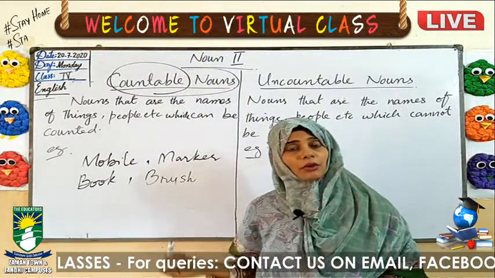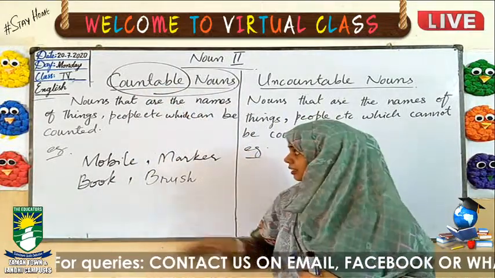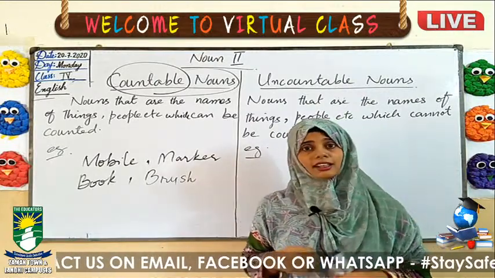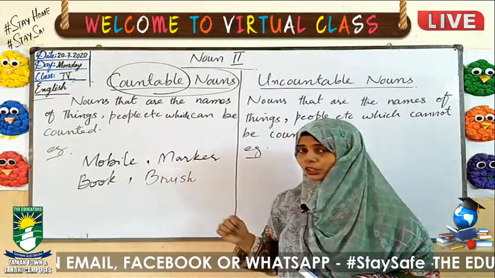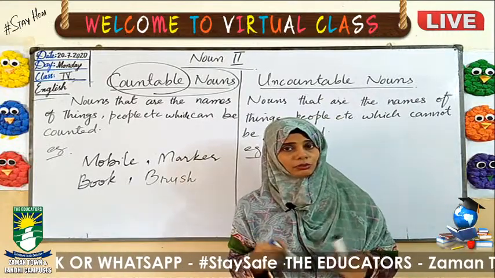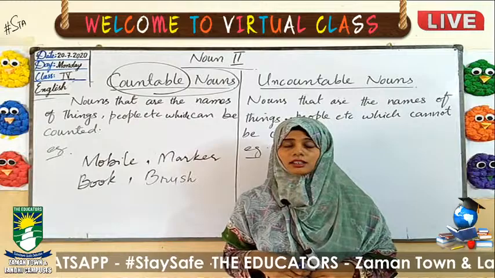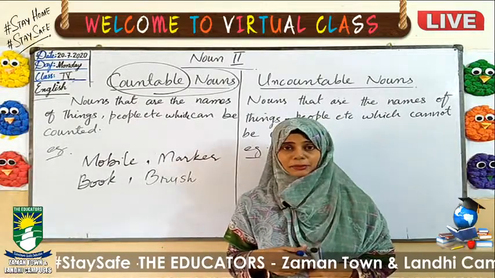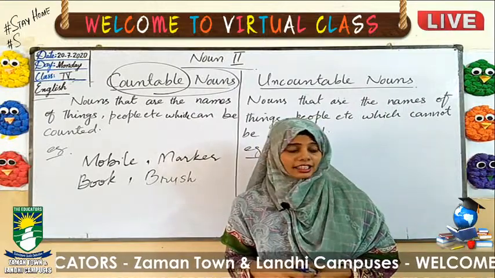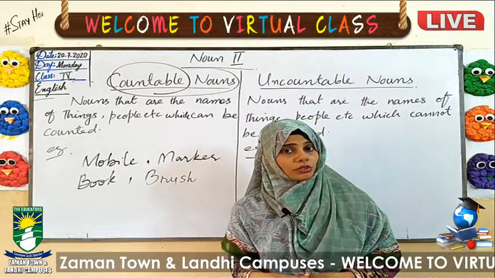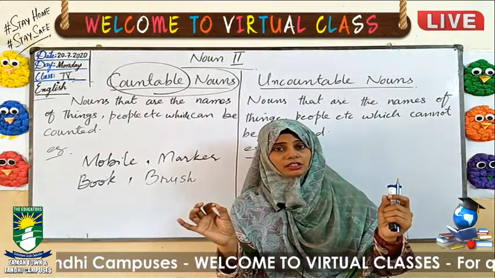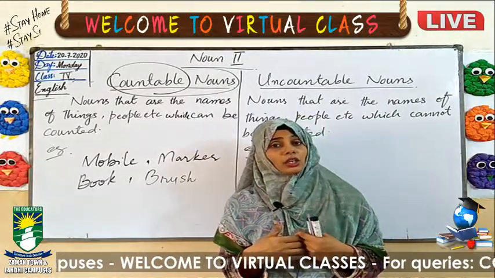Okay? Countable nouns. Just like mobile, countable noun. Marker, countable noun. Book, of course countable noun. Brush, countable noun. Pencil, we can count our pencils. Okay? Have you got it now? Guys, give me your answer. What can you count? Okay? There are many things in the world which we can count. There are many things which we cannot count.